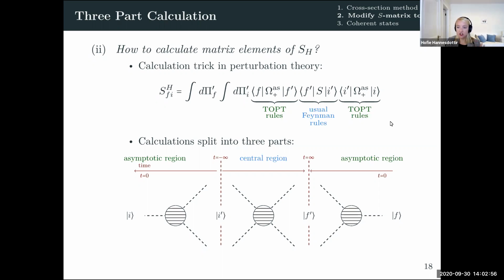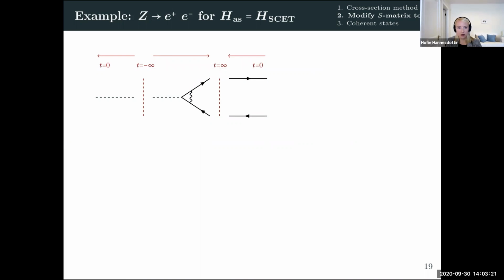So again, this is just a trick that I use, and I'll have a central region, which is just the usual S matrix element between F prime and I prime. But then I also have these outer regions where I have to use time-ordered perturbation theory rules. And then I have to sum over all possibilities of I primes and F primes over here. So let's do an example to see how this works out.